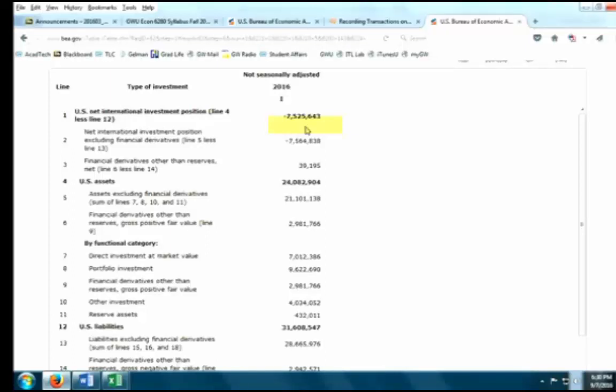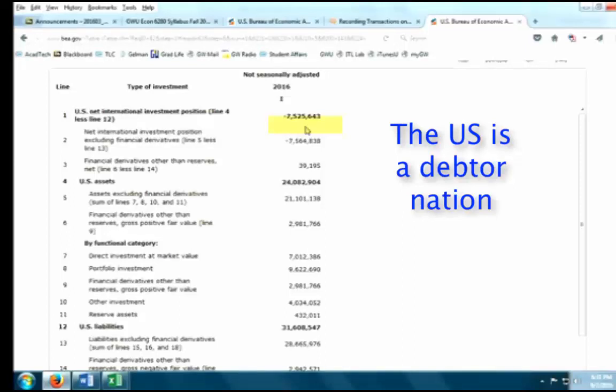Like, if we cashed in all of this money tomorrow, we're going to be expected to pay an extra $7.5 trillion out to foreigners in the rest of the world in order to make good on these particular holdings. We're in debt, we could say, to the tune of $7.5 trillion net as a nation. And for that reason, we would say that the United States is a debtor country, D-E-B-T-O-R. U.S. is a debtor nation.